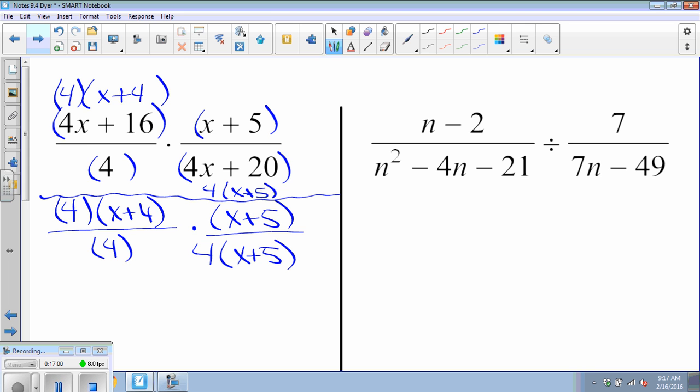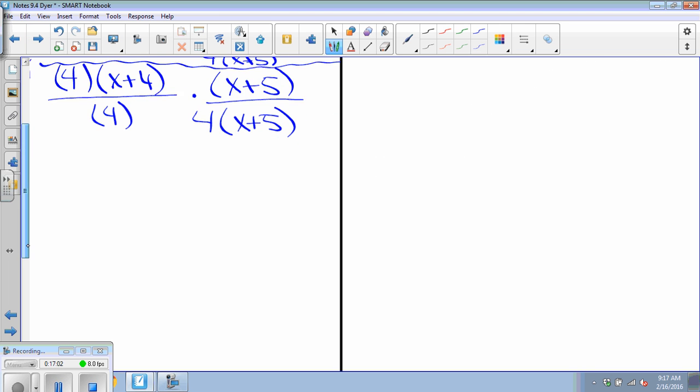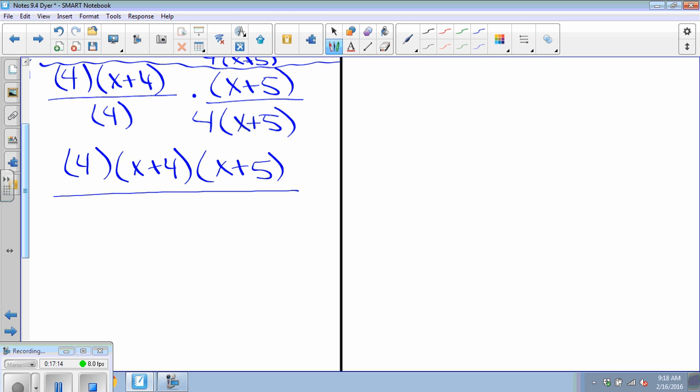But now, this is my new problem. So now I have 4 times x plus 4 times x plus 5. All of that is over 4 times 4 times x plus 5. Now I have a bunch of factors. I have a bunch of things multiplied to each other. We can cancel factors. Okay?